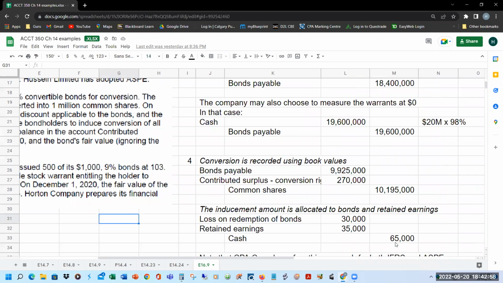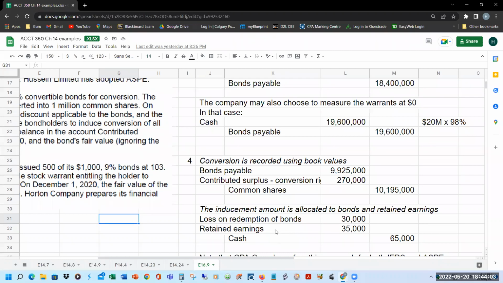Now we actually paid $65,000. So the difference between the two amounts, the $35,000 that we paid extra, gets debited to retained earnings. That's basically an amount that the current existing shareholders have to absorb. We needed the liability removed from our books, and as a consequence, we had to agree to paying an extra amount to convince the bondholders to convert their bonds into common shares. That's the cost that the current shareholders have to absorb. Remember that retained earnings belongs to the common shareholders. The common shareholders are shouldering that extra $35,000. The $30,000 loss on redemption is going to be reported on the income statement. The $35,000 excess gets debited to retained earnings directly.